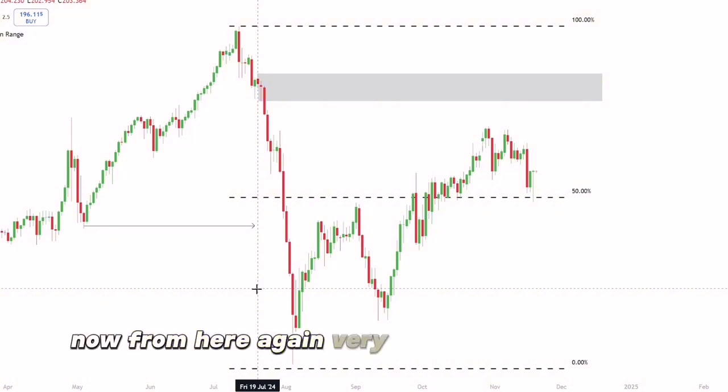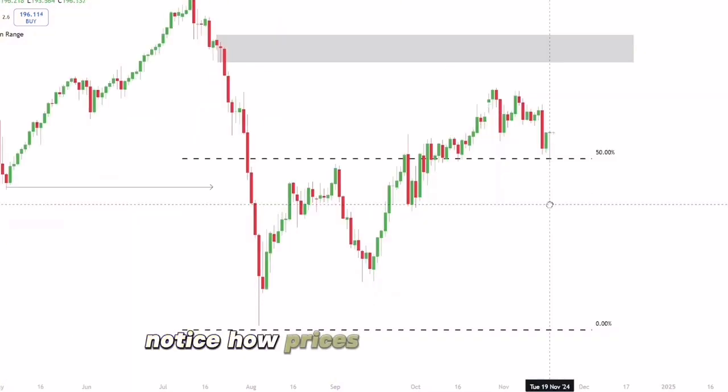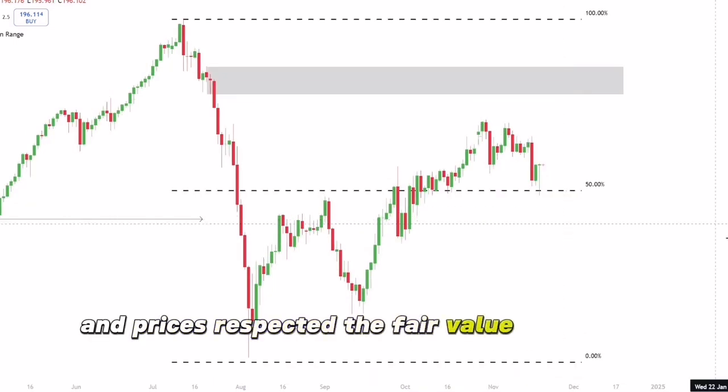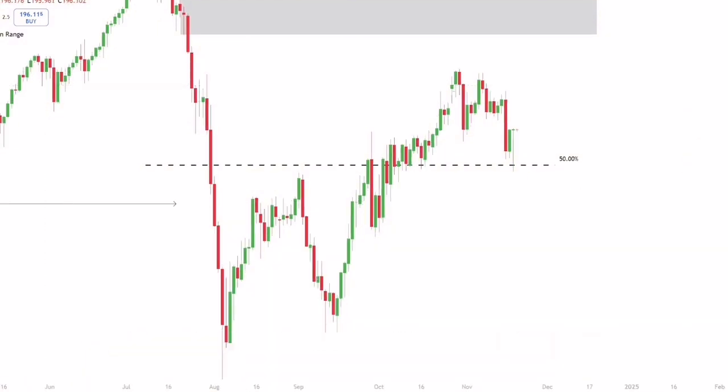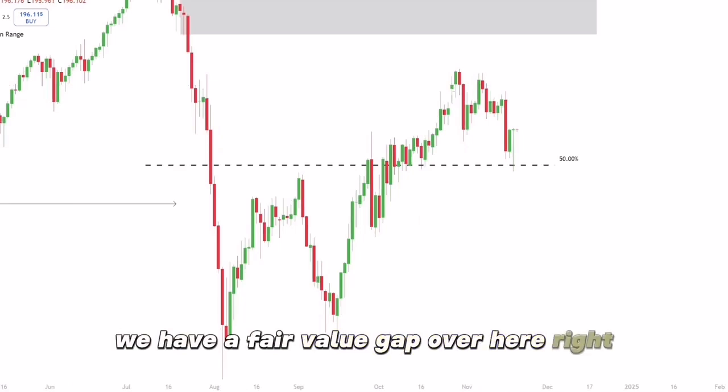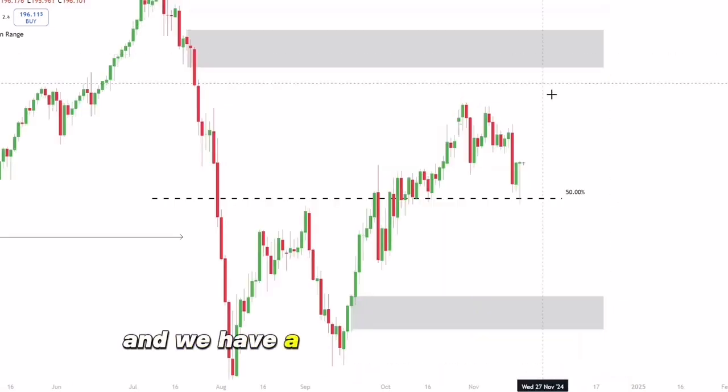Now from here, again very similar to the weekly, we've come from a discount to a premium, right? Notice how price has respected the fair value gaps here, and price has respected the fair value gaps over here. We've also had a retracement down, just below the 50% level into a discount. Now, yes, it's important to understand we have a fair value gap over here, right? And we have a fair value gap over here.